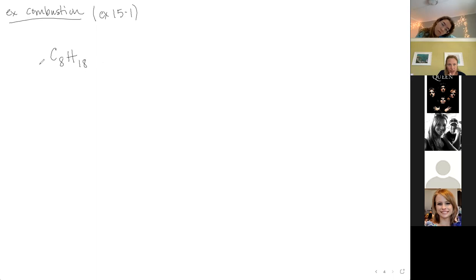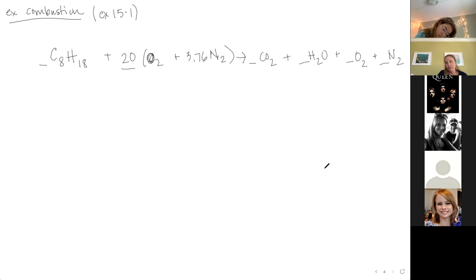The way that they have this is they have some amount of octane plus 20 kilomoles of oxygen, plus 3.76 additional moles of nitrogen that are in that air. And this is reacting to a certain amount of carbon dioxide, plus a certain amount of water, plus a certain amount of O2 oxygen, plus a certain amount of nitrogen.